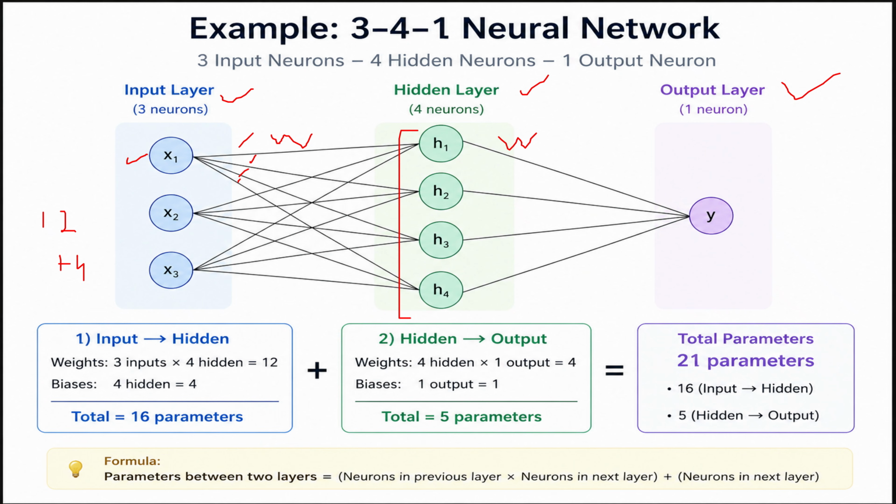Then the hidden layer. What is happening on the hidden layer? The hidden layer has 4 connections to the output layer: 1, 2, 3, and 4. Plus 4. And then you will have one bias. The bias comes from the next layer, and here you have only one neuron, so plus 1. So 12 plus 4 plus 4 plus 1, and that value is going to be 21. That is how you calculate the total number of parameters for a given model.